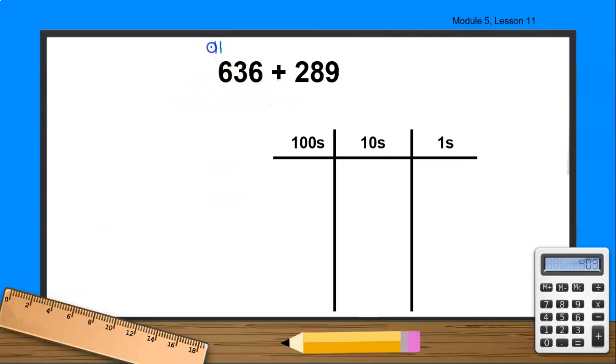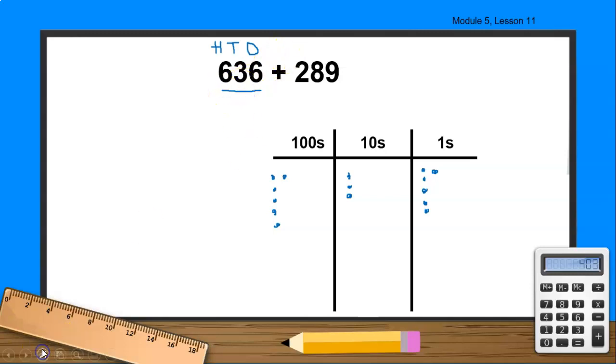636. That tells me I have 6 ones, so I draw 6 dots. 1, 2, 3, 4, 5, 6. I stop right there and I go to the tens. I have 3 tens. 1, 2, 3. And this 6 tells me that I have 600. 1, 2, 3, 4, 5, and 6. I'm done modeling the first addend.